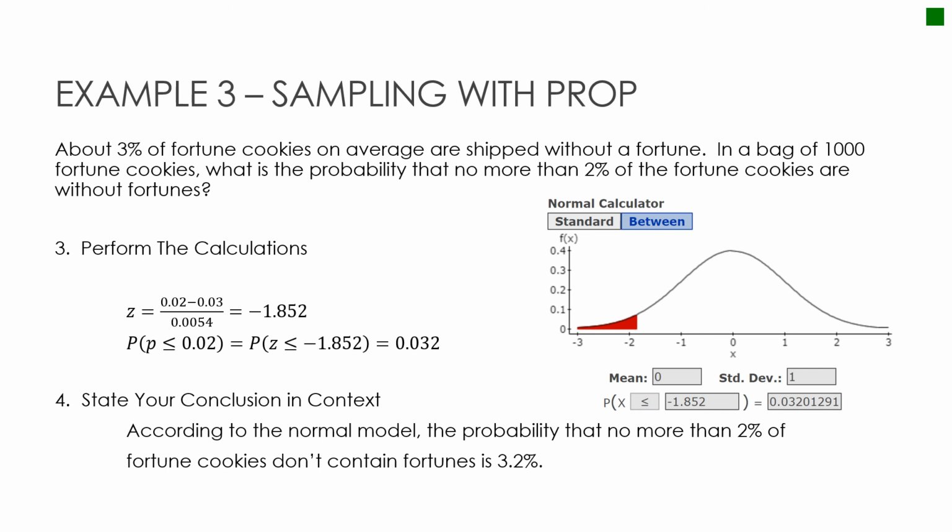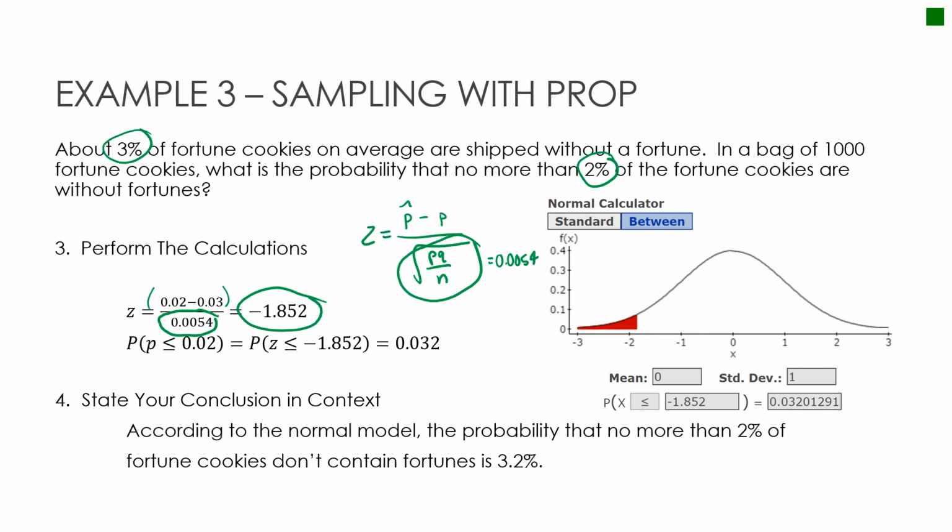So now that I've done all of the work, I'm going to actually perform the calculations. Remember, I'm using my z-score formula, which is my observed minus expected over the standard deviation, which is the square root of PQ over N. I did all of this on the last page, and I found that number to be 0.0054, which is why you don't see me showing that work again here. I'm just copying it over. P hat is my observed, that's the 2%. Expected is 3%. When I subtract and divide, I get negative 1.852.